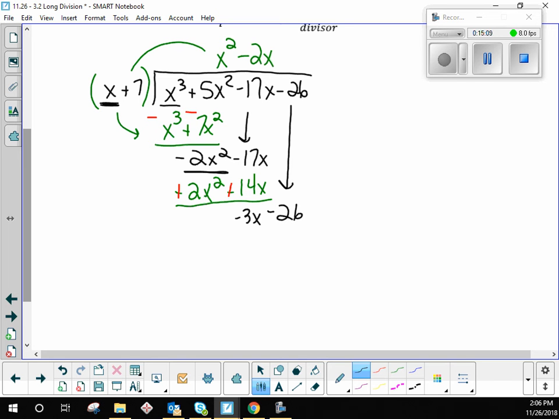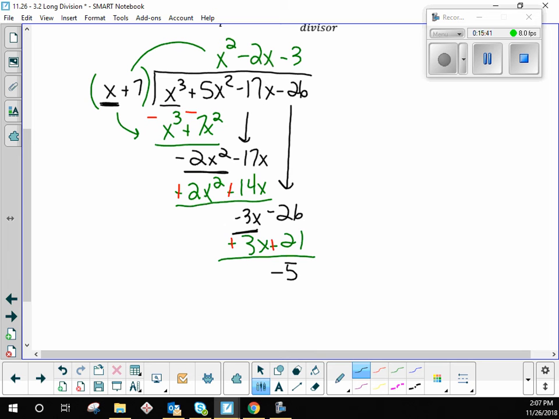Negative 26. Start all over, right? The first term here is x. The first term here is negative 3x. x times what gives me that? Negative 3. So that goes here. Take that negative 3 times the x plus 7, so it's negative 3x minus 21. Subtracting that off means change both of their signs. Plus plus. Negative 26 and positive 21.